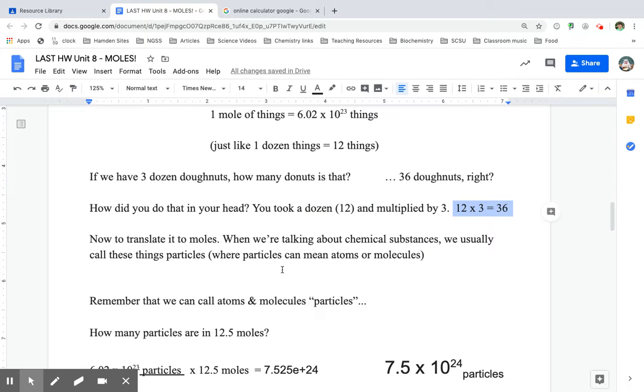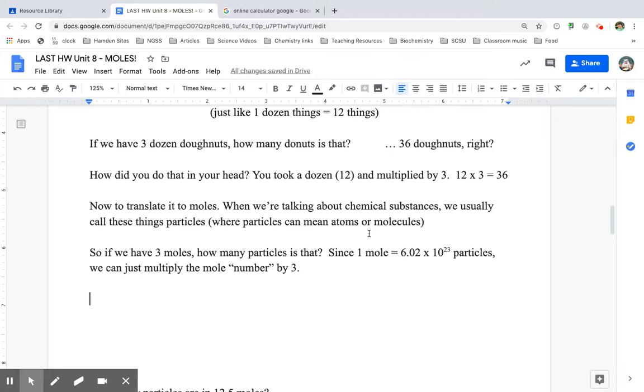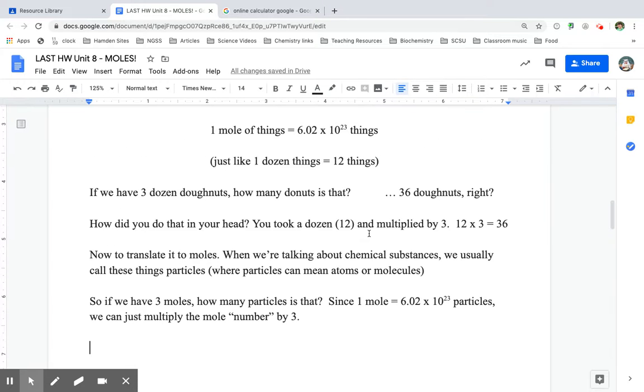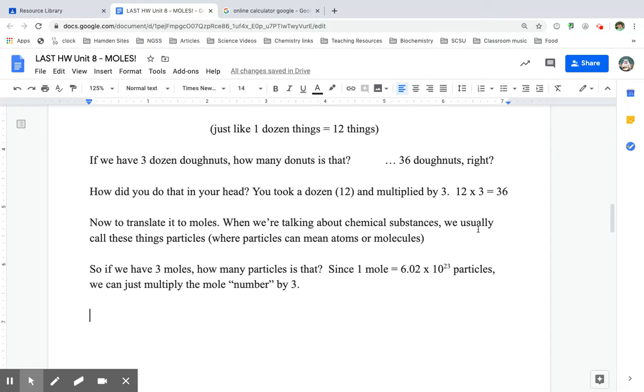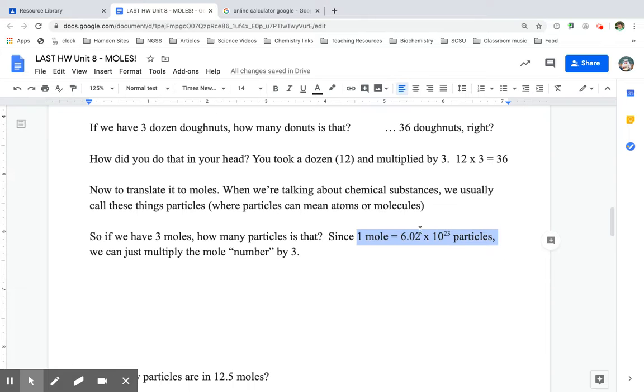Now let's translate it to moles. When we're talking about chemical substances, we usually call these things particles, and particles can mean atoms or molecules. So if we have 3 moles, how many particles is that? Just like the dozen, right? If a dozen is 12, we take that dozen number times 3, but 1 mole doesn't equal 12. 1 mole equals 6.02 times 10 to the 23rd particles. So we're going to multiply this big number by 3.